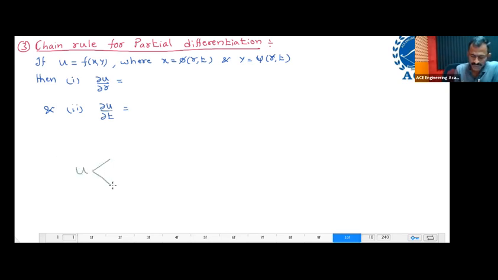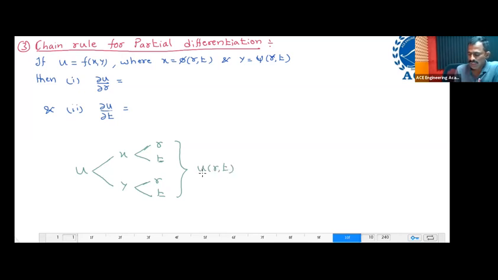U is given in terms of two variables, x, y. Again, x and y are given in terms of two more variables, r, t. Here also, y is a function of r and t. After this, r and t are not given in terms of any other variable. Suppose r and t were given in terms of any other variable, then we would extend like this, but there is no other extension. So we stop here. The starting variable is u, and the last variables are two different variables, r and t only. So we write the starting variable u as a function of the last two variables, u of r comma t.